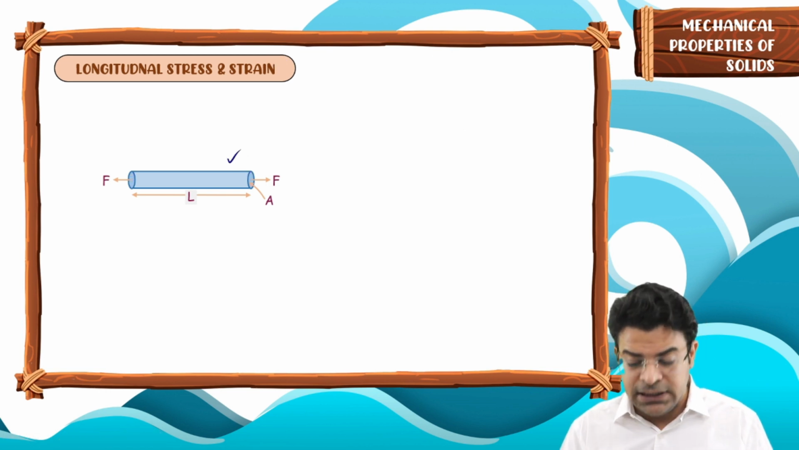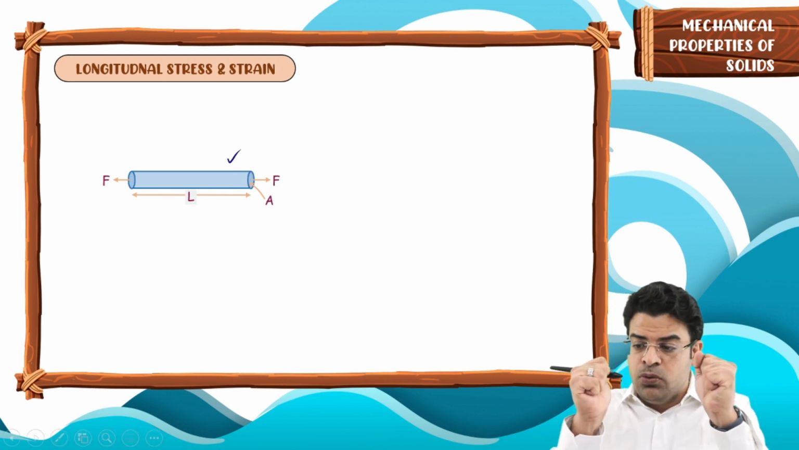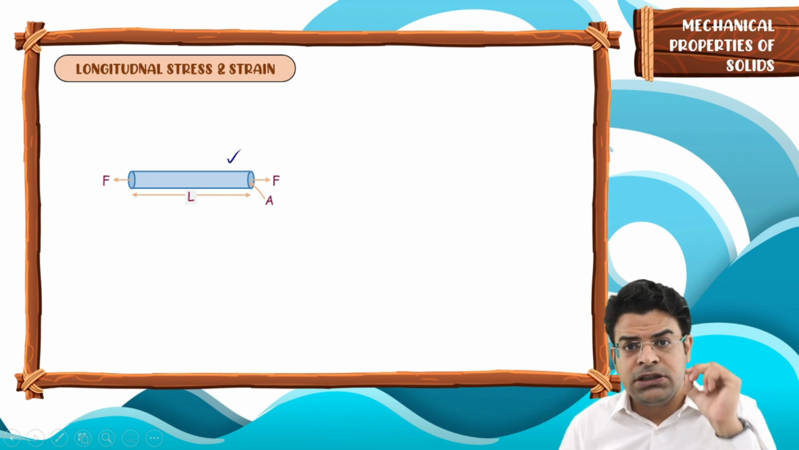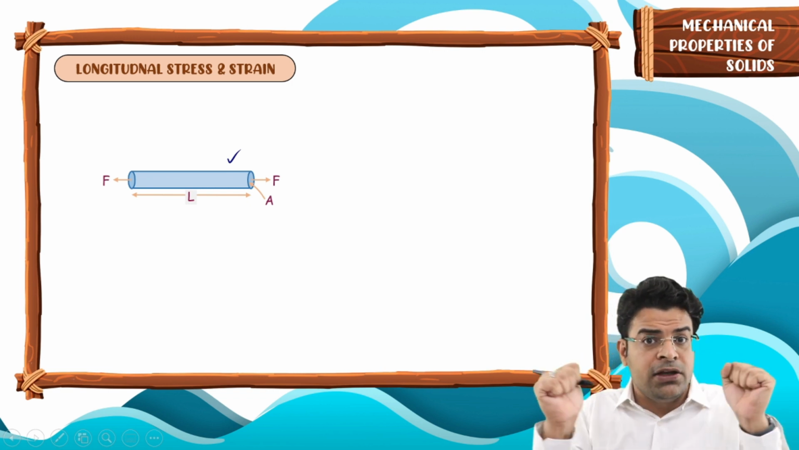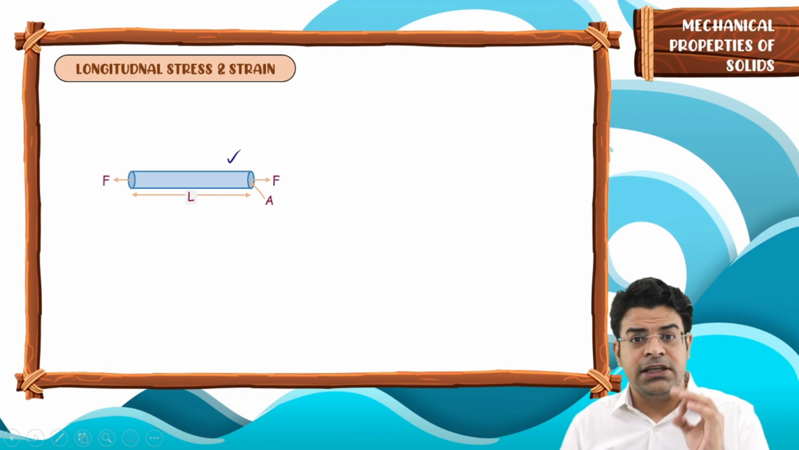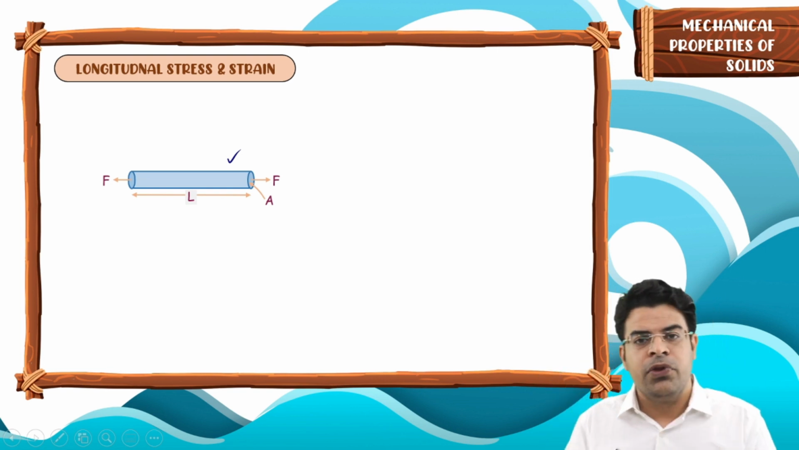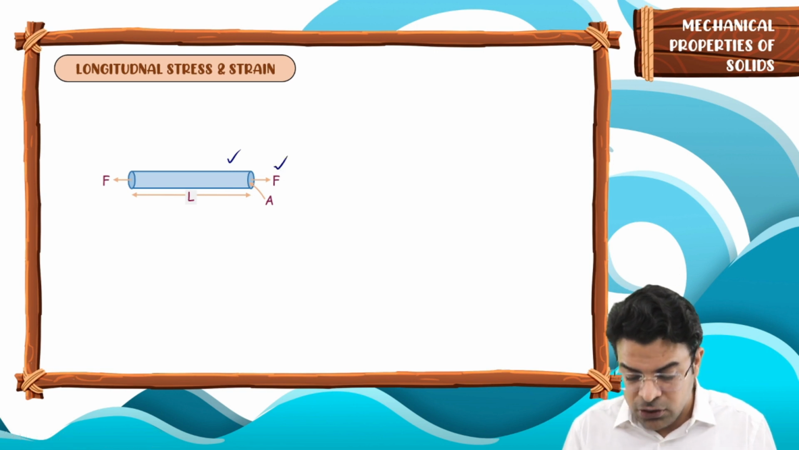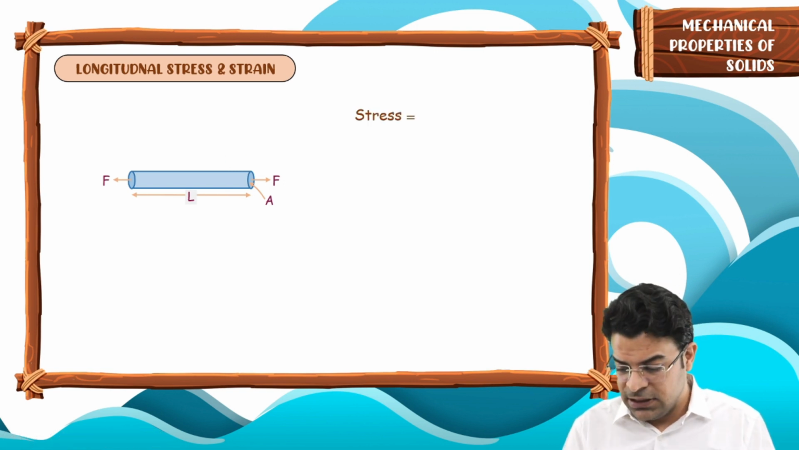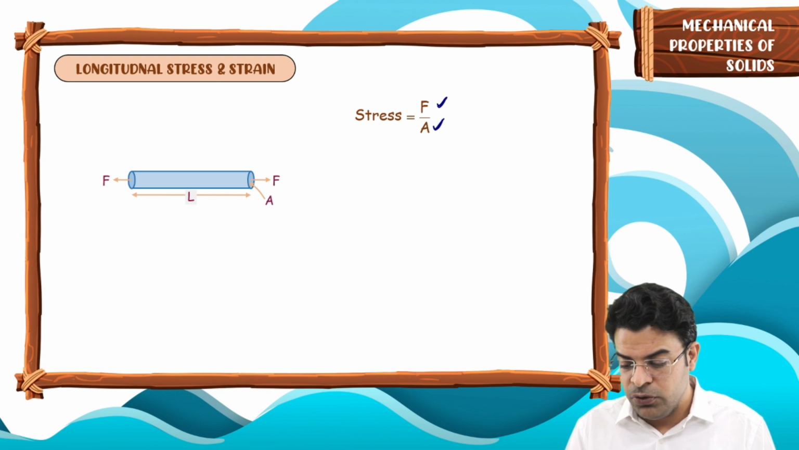As you can see in this diagram, this force is trying to elongate the rod. Such a force which tries to elongate the object creates a stress which is called the tensile stress. It tries to increase the length. Now we define a quantity called stress. Stress is nothing but the force acting per unit area.